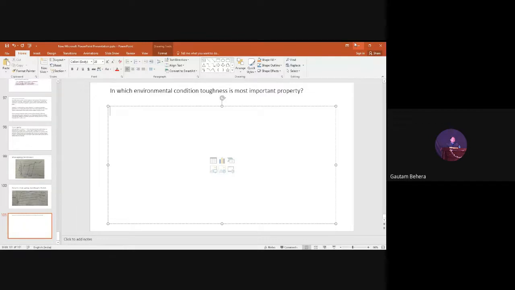Yes or no? Do you recall this? Yes, sir. So now you people agree with Vijay, as he said that at high temperature we need toughness. Vijay is saying that we need toughness at high temperature. Toughness is one of the important properties at high temperature. Still, do you agree with him, or you want to change your answer? Nobody is saying anything.